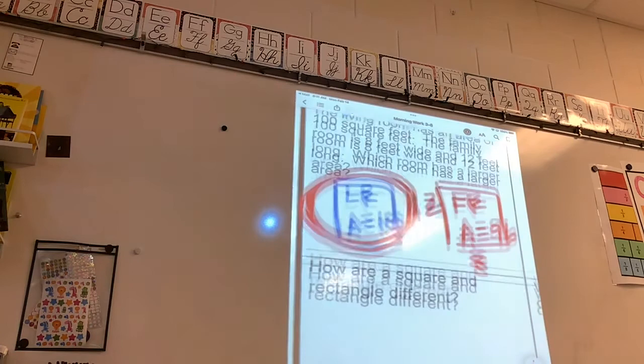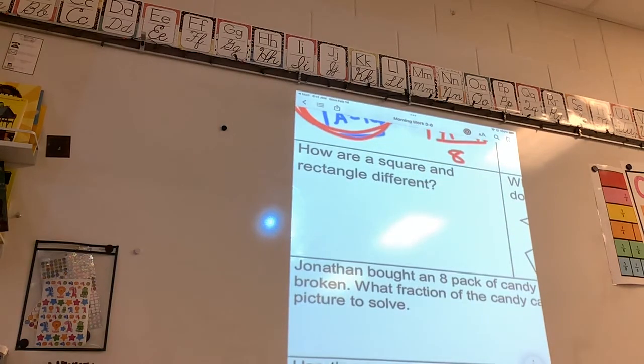Okay. How are a square and a rectangle different? Michael? Because a square has 4 equal sides and a rectangle does not. Exactly. The square has 4 equal sides. The rectangle has opposite sides that are the same length, but they are not all the same length. So when you have a square, that side, that side, that side, that side are all the exact same length. Whereas a rectangle, you've got 2 sides that are a little bit longer.